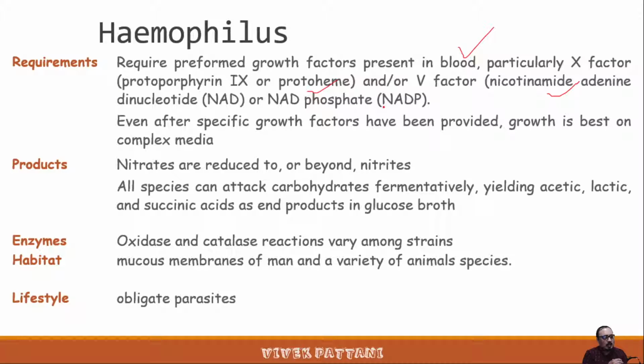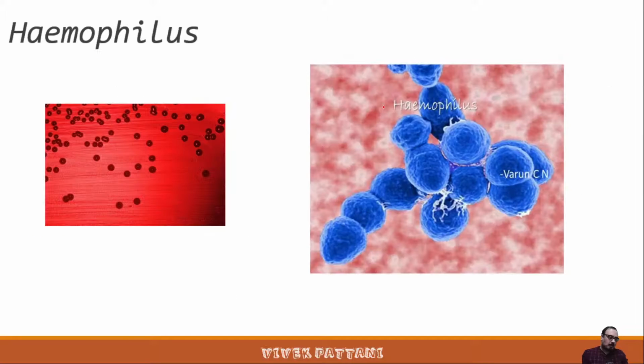In the habitat, they are found on the mucous membranes of man and a variety of animal species. In lifestyle, they are obligate parasites. This one is a photograph of Haemophilus as seen here, and this one is colonies of Haemophilus on blood agar medium.